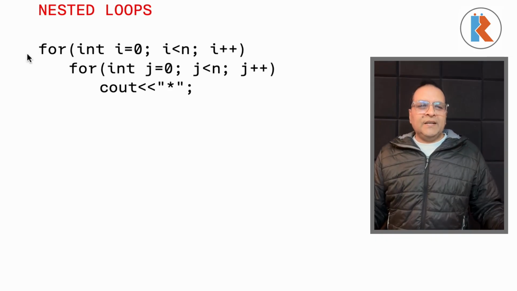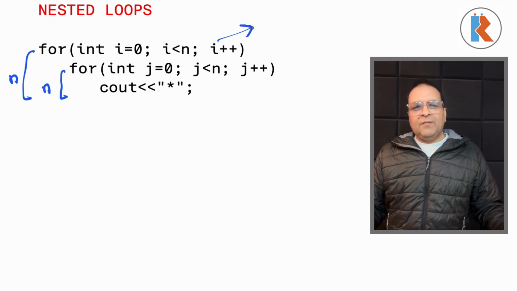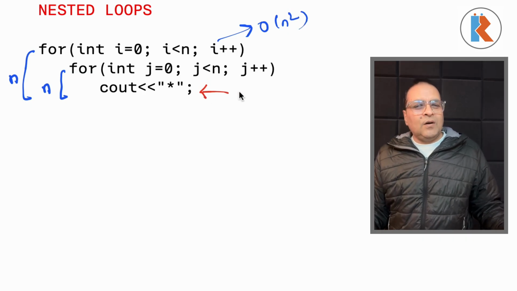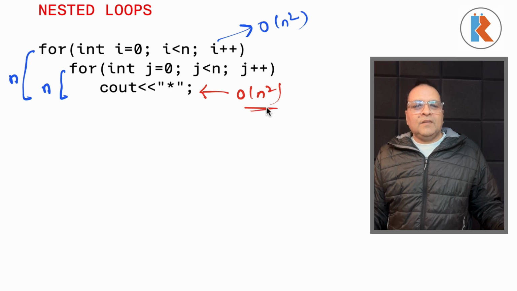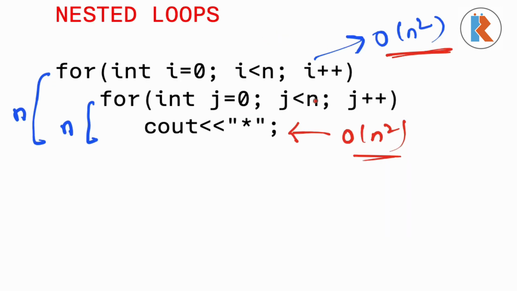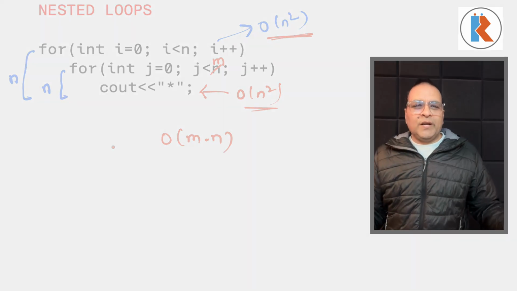We have already seen that if the outer loop is getting executed n times, and inside this loop the inner loop also executes n times, then the time complexity of this entire for loop is order of n square, because the statements inside the inner for loop get executed order of n square times. So that's why the time complexity of this is order of n square. If the inner loop is executed m times, then the time complexity will be order of m into n, or n into m, whatever you call it.